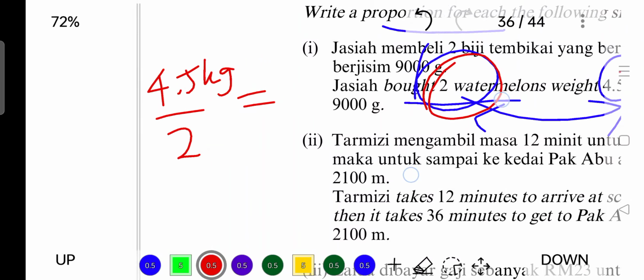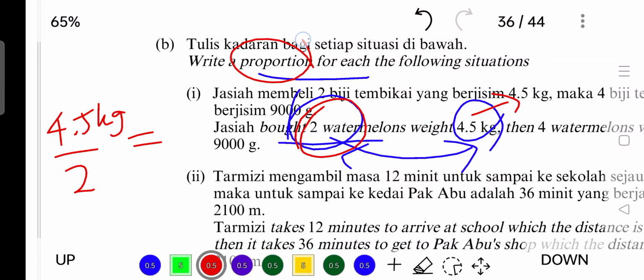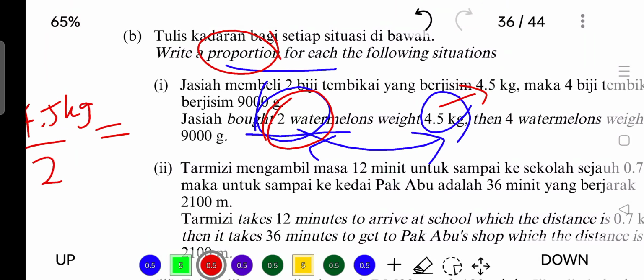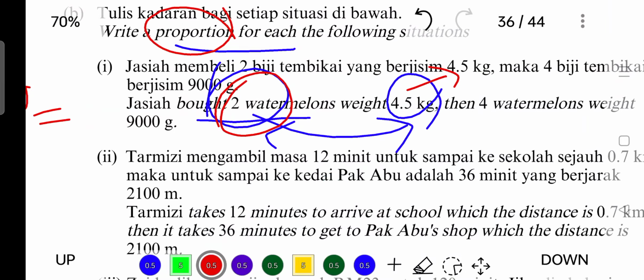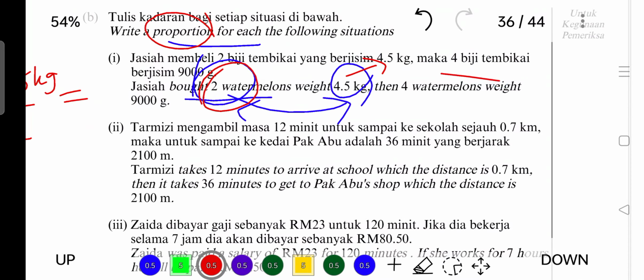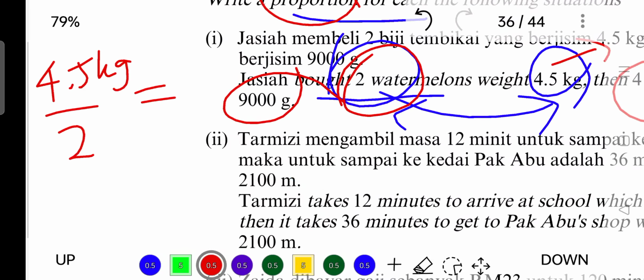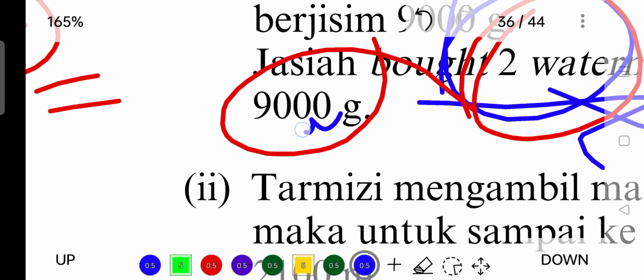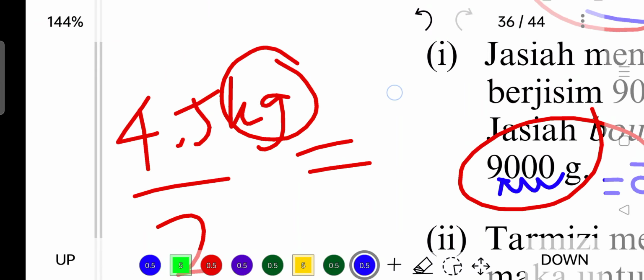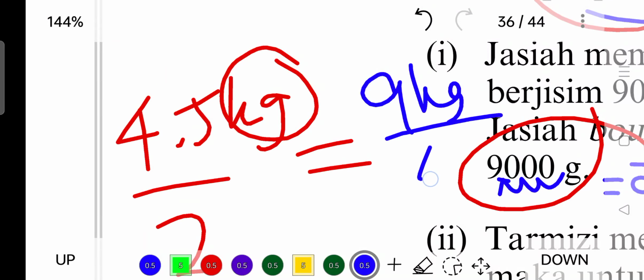Okay, when they say proportion, so where did I stop just now? 4.5 over 2 is also equivalent to 4 watermelons, 9,000 grams. So this one definitely you have to make it the same. Here is kg, here is gram. So what you can do is divide it by 1,000, you get 9 kilograms, right? So write the same thing here, 9 kilograms over 4 watermelons.